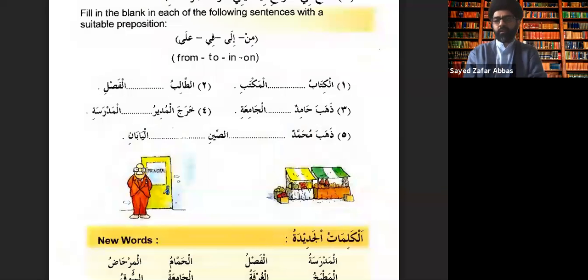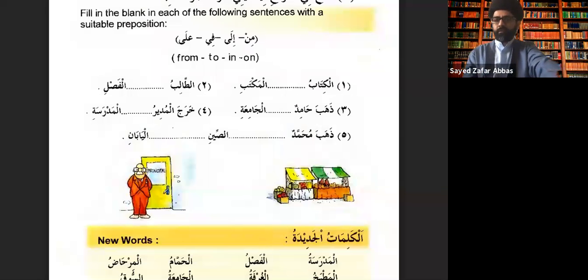I don't think that in the table makes sense. Maybe we need another word that will be more accurate about where the book is. So on, right? Ala is on. So we would say al-kitabu ala al-maktabi. The book is on the table. Well done. Thank you.